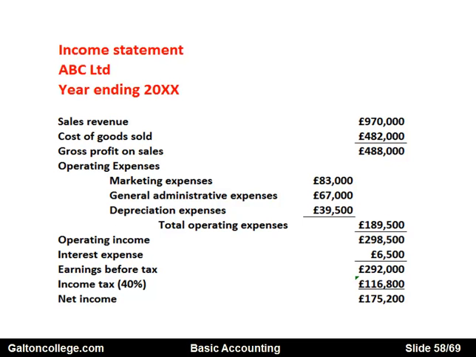Now it has to pay interest expenses, perhaps let's say on loans, so 6,500 for interest. So the earnings before tax now is £292,000. Now say we have income tax, let's say at 40%, so we take away 116,800, leaving a net income of 175,200. So that could be an income statement for a business.